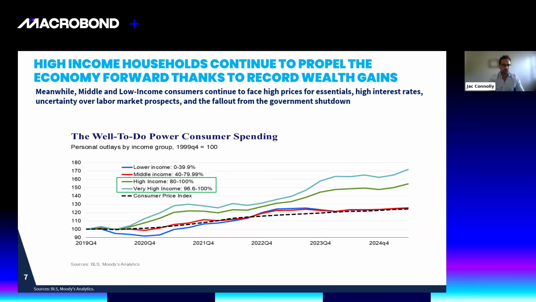And so, as most in this audience know, consumer spending, right, is the lifeblood of the U.S. economy, accounts for about 70% of GDP. And when we look at this analysis from Moody's, we can see that the top 20% are driving a significant share of consumer spending, while the bottom 80%, their spending is just barely keeping pace with inflation, right? And so again, this is going back to the K-shaped nature of the economy that's really being fueled by the increase in net worth and the wealth effect that we've been discussing.